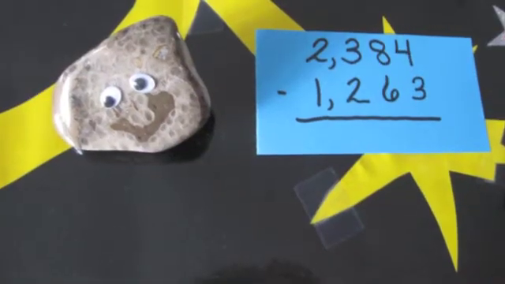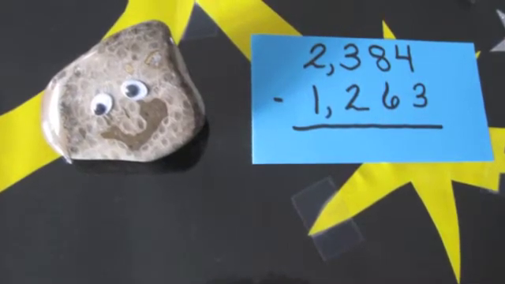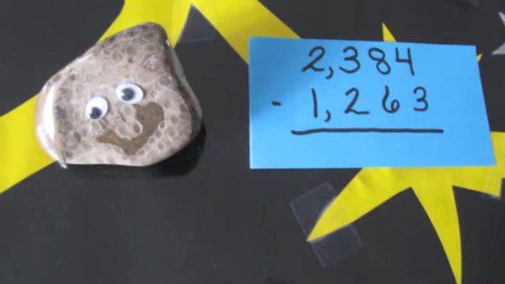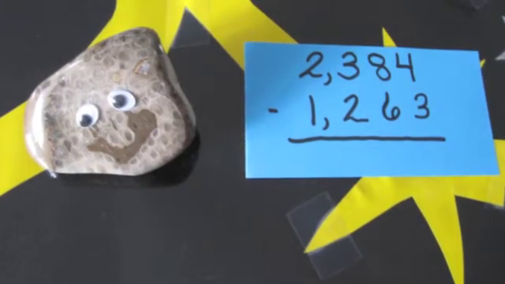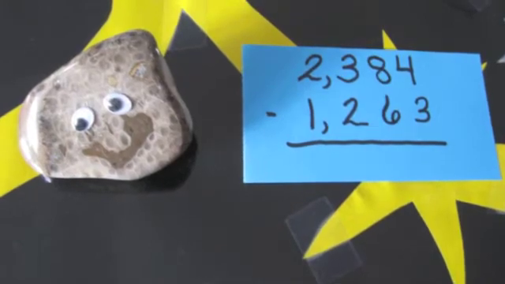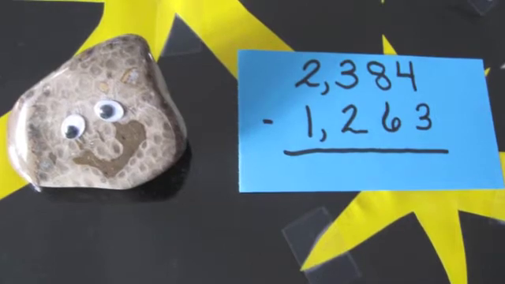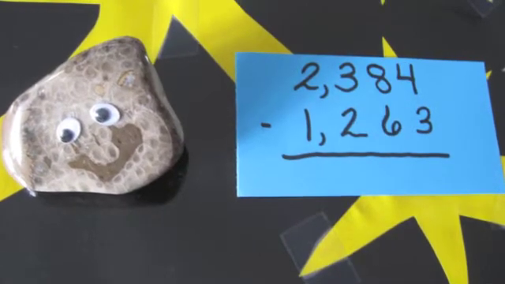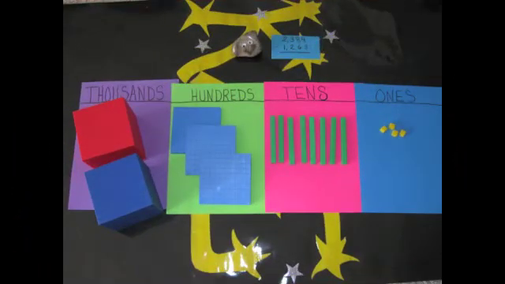Our first problem is 2,384 minus 1,263. Our first procedure says to start with the largest number and take away the smallest number. That's what we've done here because 2,000 is larger than 1,000. The next step or procedure is to make a model. I have 2,000s, 300s, 8 tens, and 4 ones.